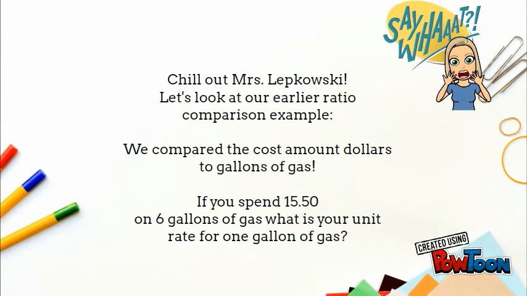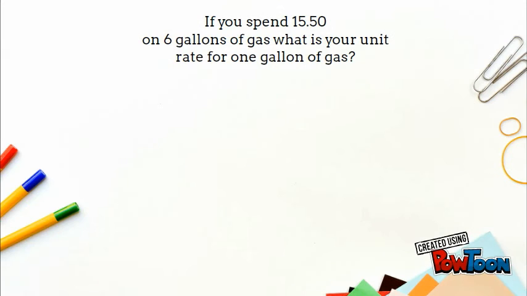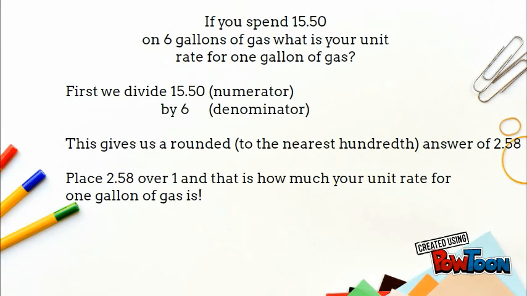Say what? Chill out, Miss Lepkowski. Let's look at our earlier ratio comparison example. We compared the cost amount in dollars to gallons of gas. If you spend $15.50 on 6 gallons of gas, what is your unit rate for 1 gallon of gas? Well, first we divide $15.50, our numerator, by 6, the denominator. This gives us a rounded answer of 2.58. Place 2.58 over 1, and that is how much your unit rate for 1 gallon of gas is.